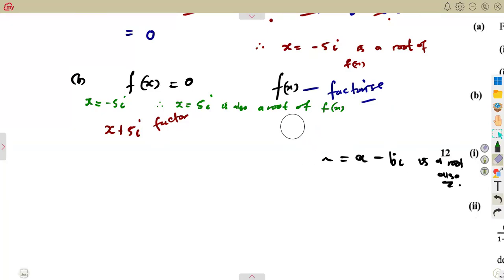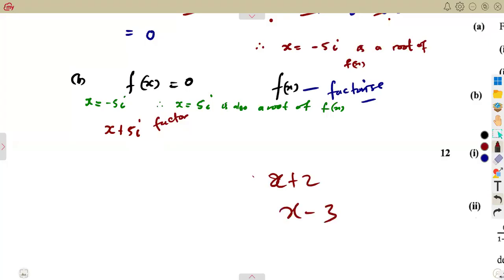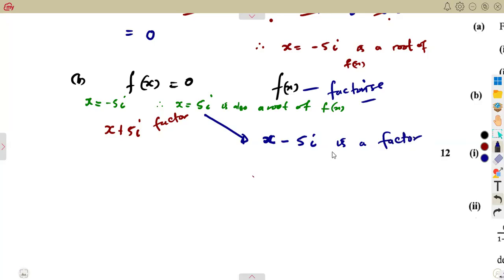Now that we understand that x is equal to 5i is a root, and x is equal to minus 5i is also a root, we need to focus on the factor. When you divide with the factor, the bracket of x plus 2, those are factors, not the roots. So from the roots, we need the factors. Like what we said here, if this is a root, x plus 5i is a factor. From this one, we also need the same condition, therefore we take x minus 5i. It was positive, so you just put a negative. So x minus 5i is a factor.